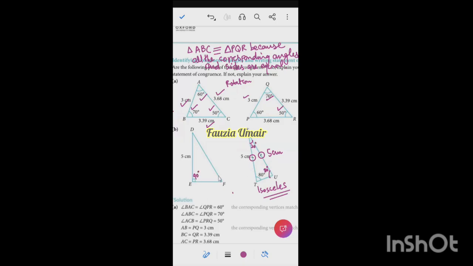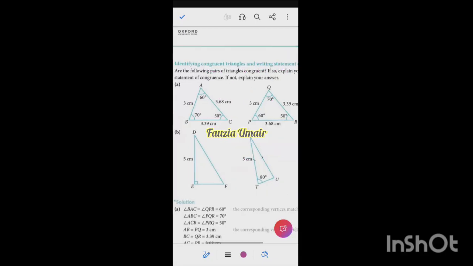So do you think the corresponding angles are the same? Leave the sides aside. One angle is 90 here and there is no 90 degree angle here. So what you will say is that triangle DEF is not congruent to triangle STU. Why? Because corresponding angles are not the same. Okay, corresponding angles are not equal. So these conditions are not being met, so how can these two shapes be the same? Okay, so that is how you need to answer.